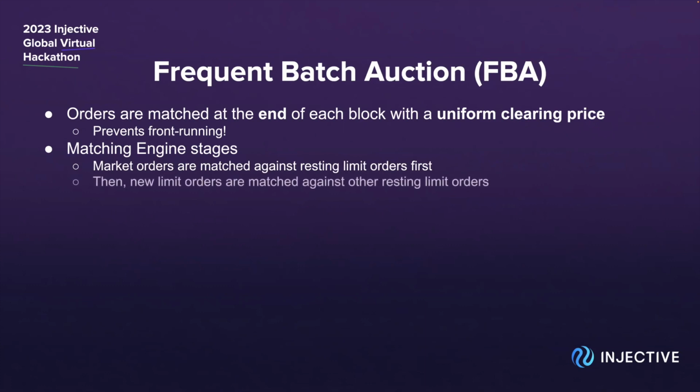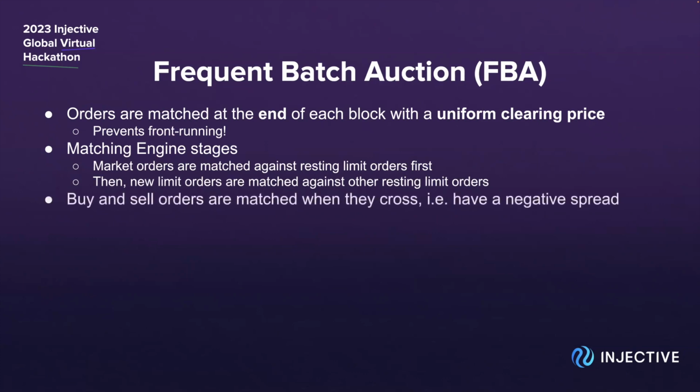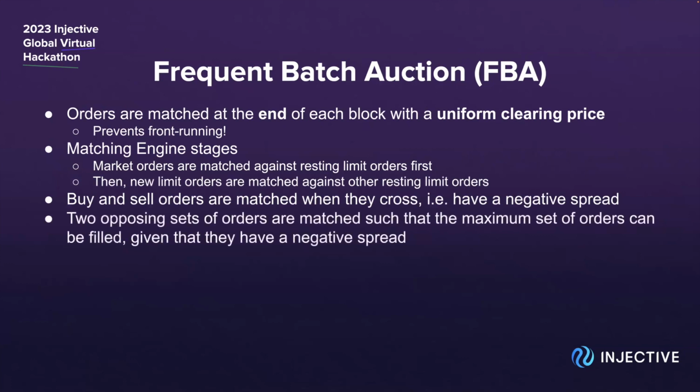Then the new orders that arrived at that block, which are not resting, are matched against the other resting limit orders. The way matching occurs is if a buy and a sell order or a set of them have a negative spread, meaning that they cross each other, then they will get matched. These two sets of orders will be matched such that the maximum set of orders can be filled, given that they have a negative spread, at a uniform clearing price.